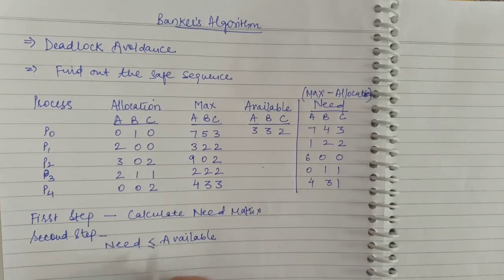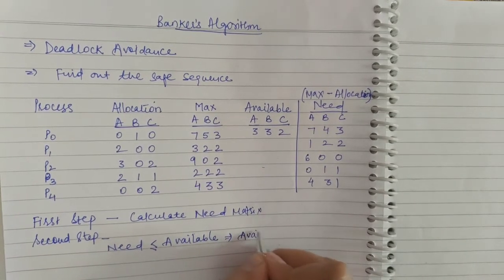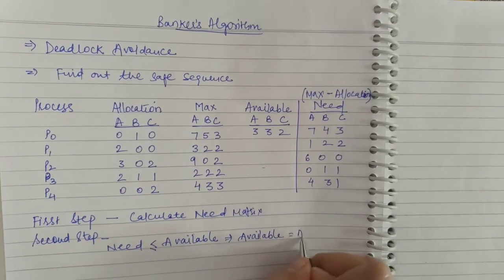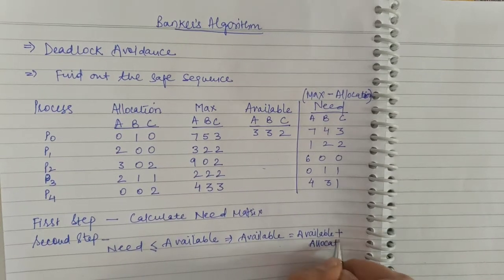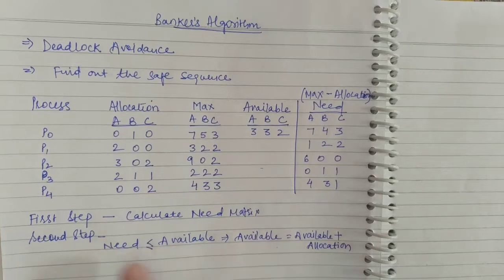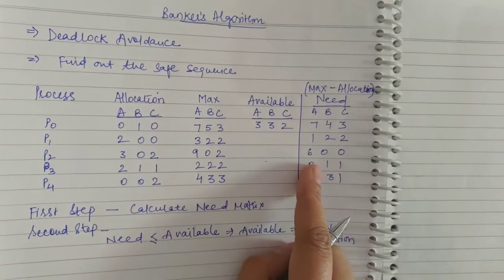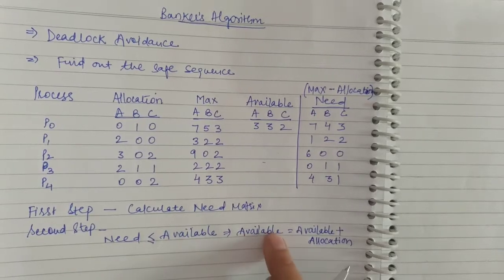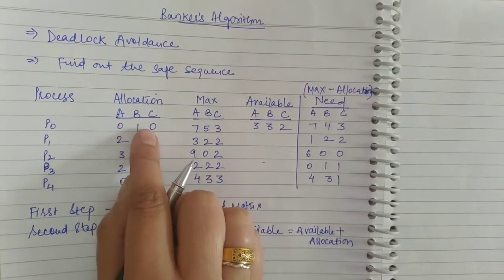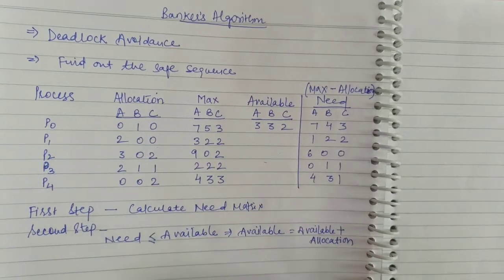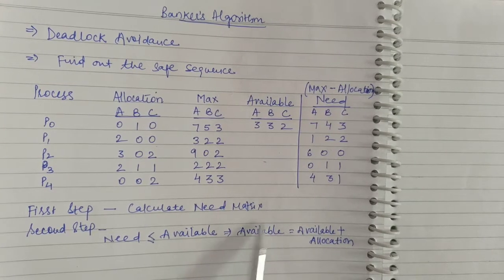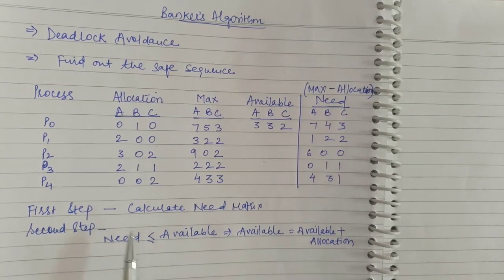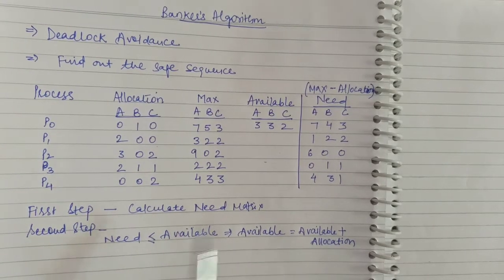If this comes out to be true, then we have to update the available, and this available now becomes the present available plus the allocation of that resource. This means if we can fulfill the need of any process, we will take back the allocation of this particular resource and add it to the available number of resources. So our available will be updated, and the process will exit from the system, and the available resources will be used by the other processes.